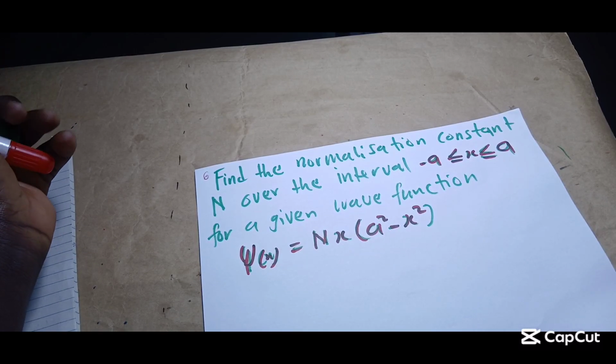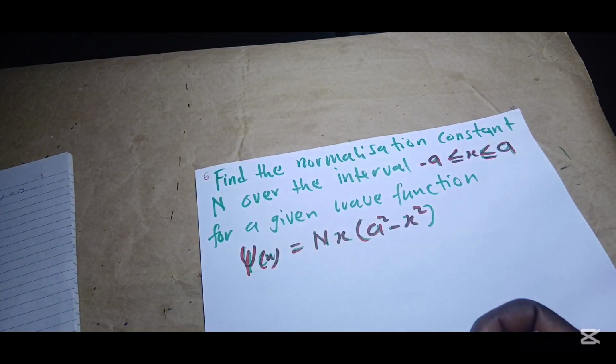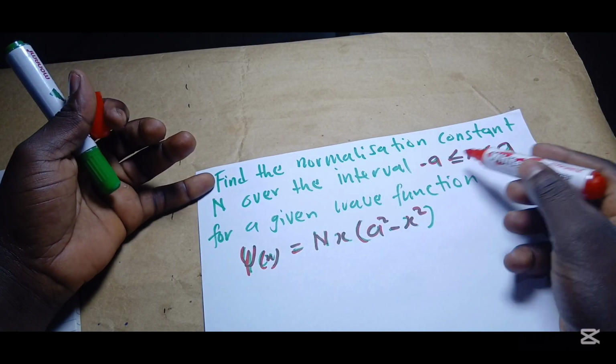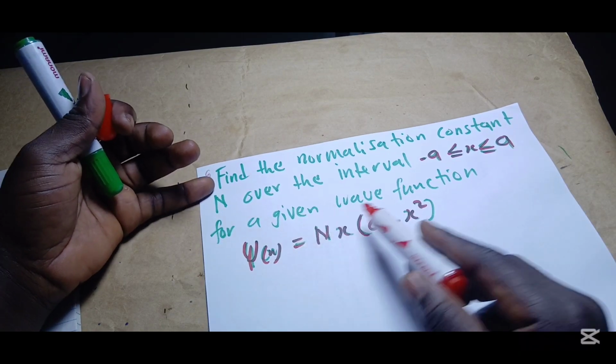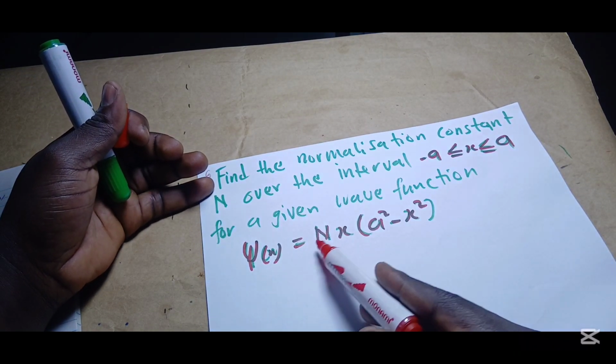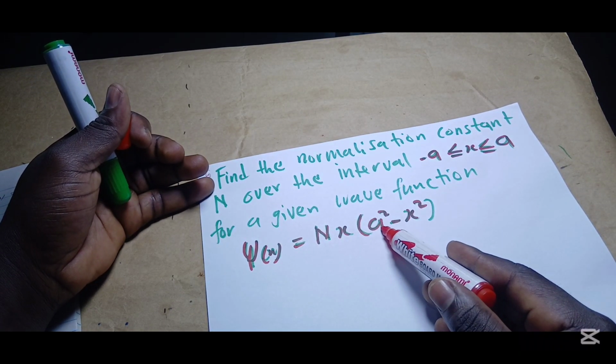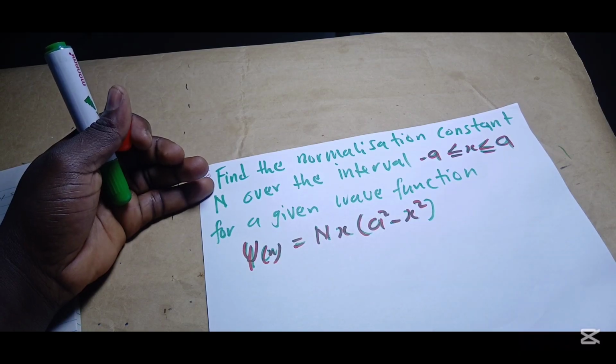Find the normalization constant n over the interval negative a to positive a for a given wave function psi of x equal n x (a squared minus x squared).